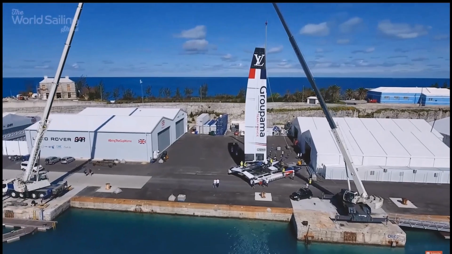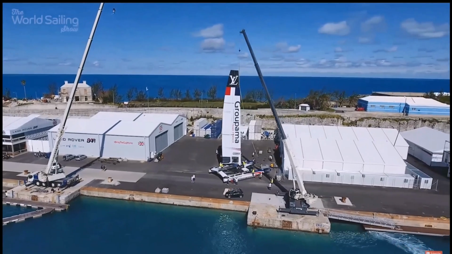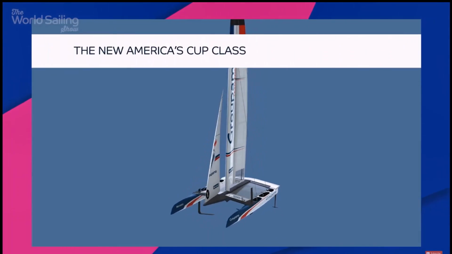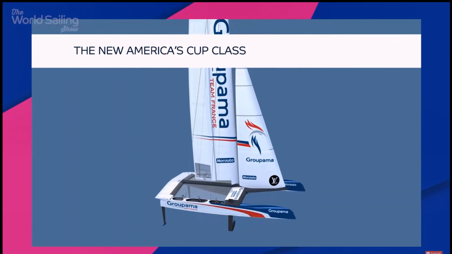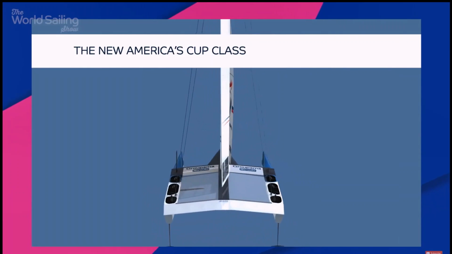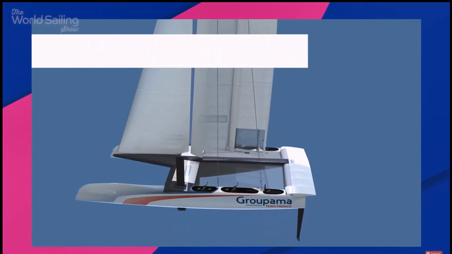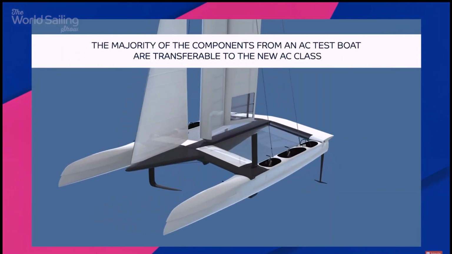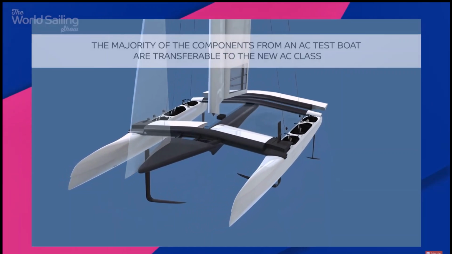How do the new boats differ from their prototypes? The French team has been happy to lift the lid on what is under the skin of an America's Cup-class cat. Although the new AC-class boats are slightly longer, they take many of the systems and components developed aboard Team's test boats.